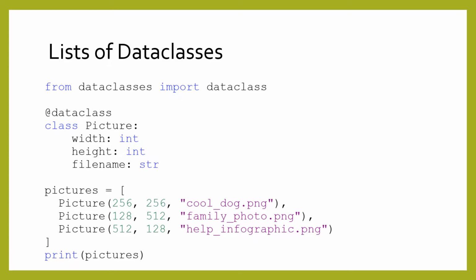The chapter begins with one of the most useful and common combinations, lists of data classes. In the example shown here, we have a list of picture instances. Each element of the list is a picture, and each picture has the same type of attributes. Each picture has distinct values, though, allowing us to represent many complicated things in one place.